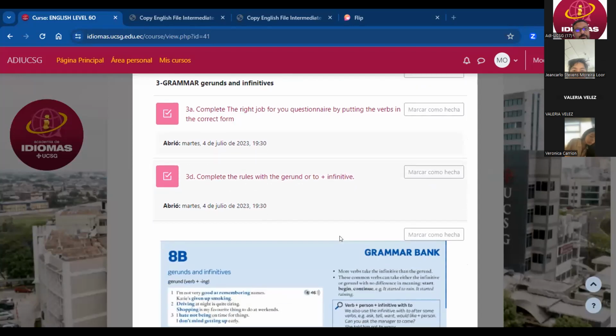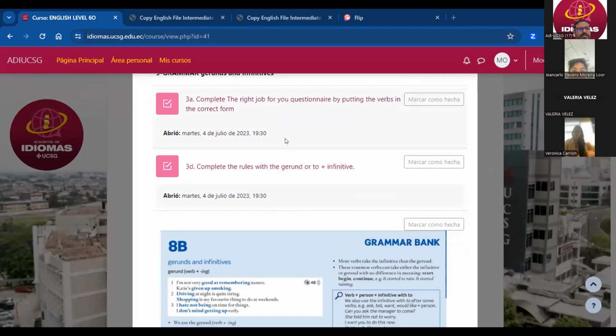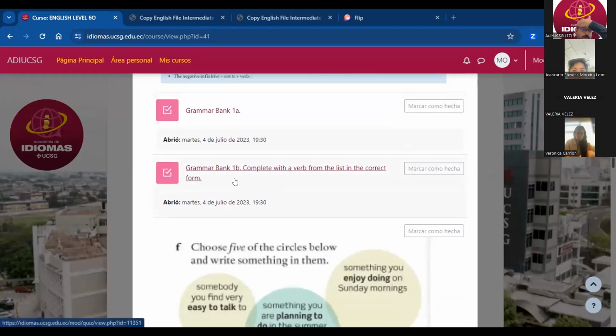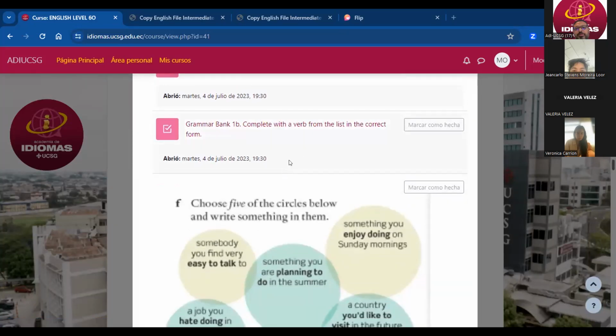We completed all the activities on the section of the grammar that is up to here: 3A, 3D, Grammar Bank 1A, and Grammar Bank 1B. That's all that we have completed.